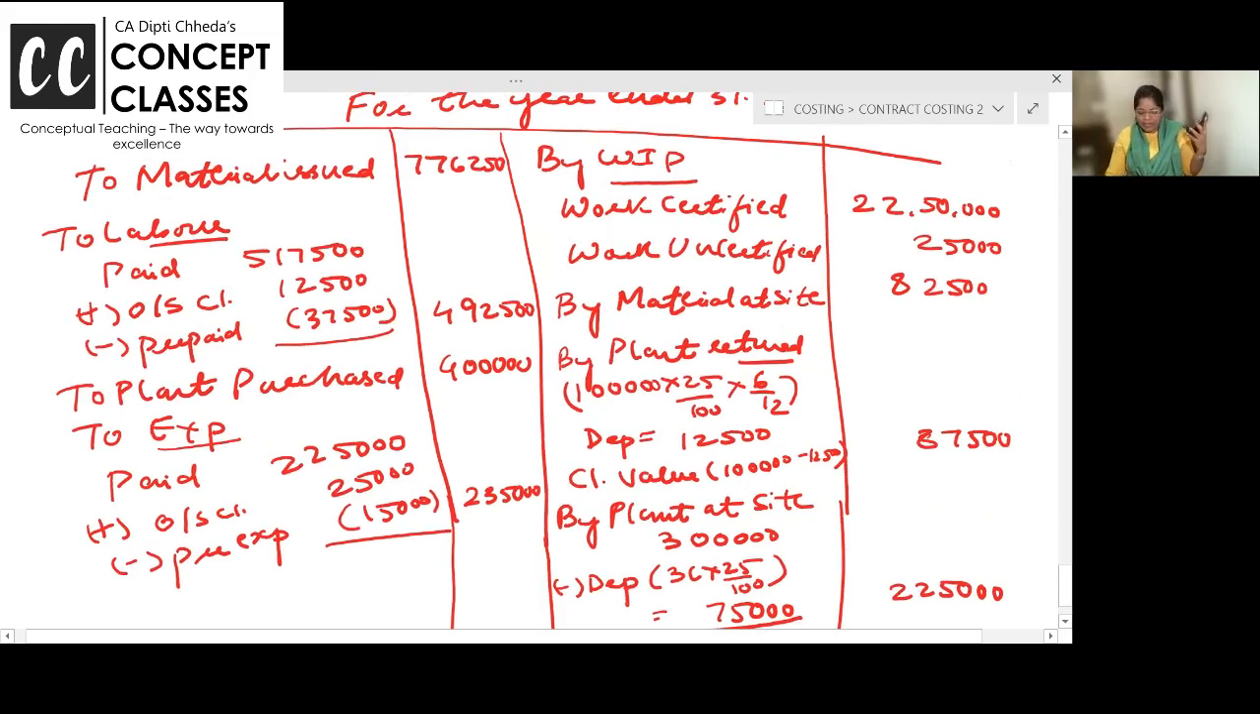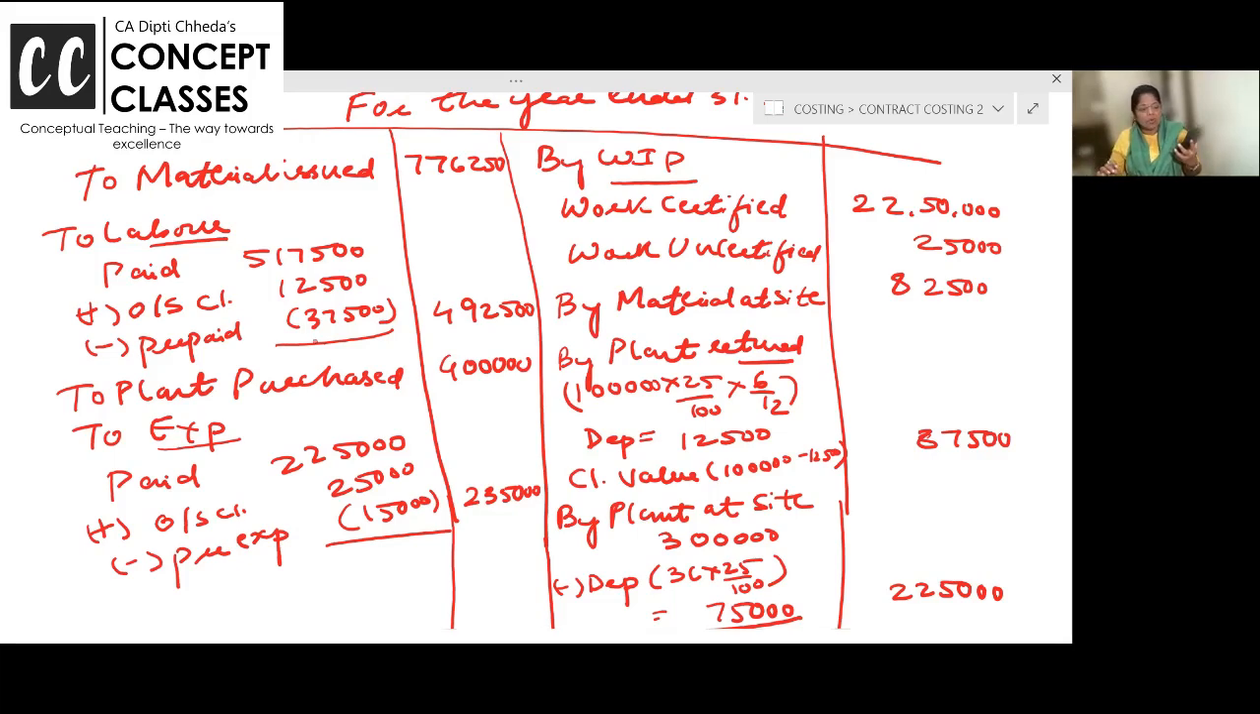Material issued, labor, plant, expense. What was new in this problem? Outstanding and prepaid, that I hope all of you in the class very well know. In accounts, it is taught to you from foundation. Outstanding expenses are expenses for the year not paid, so add this year's expense. And in paid, 37,500 labor you have paid for next year, minus. You will get what is due for this.